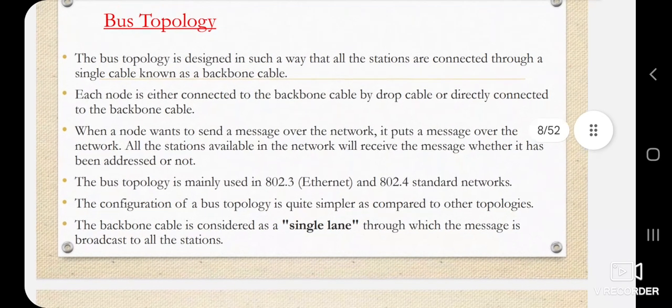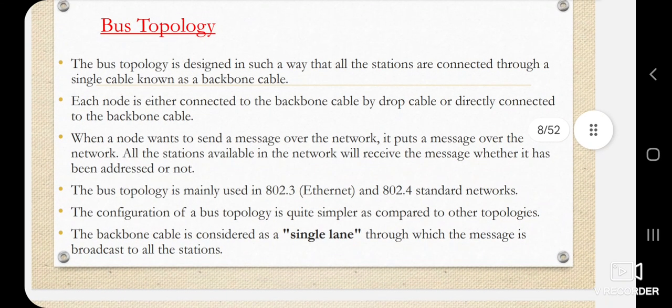The bus topology is designed in such a way that all the stations are connected through a single cable known as backbone cable. Each node is either connected to the backbone cable by drop cable or directly connected to the backbone cable. When a node wants to send a message over the network, it puts a message over the network. All the stations available in the network will receive the message whether it has been addressed or not. The bus topology is mainly used in 802.3 Ethernet and 802.4 standard networks.